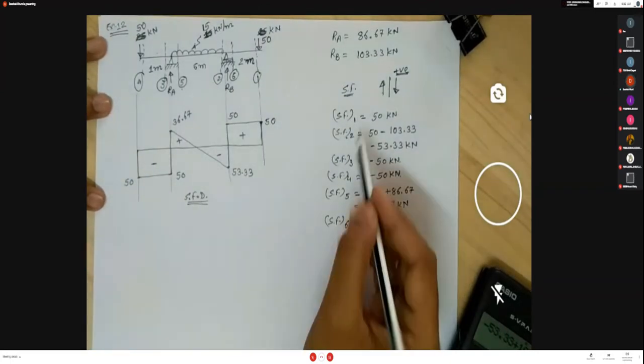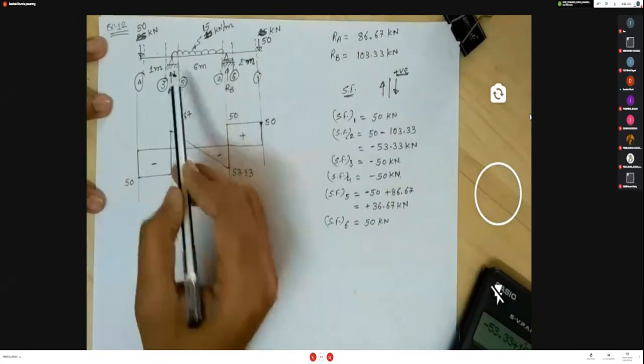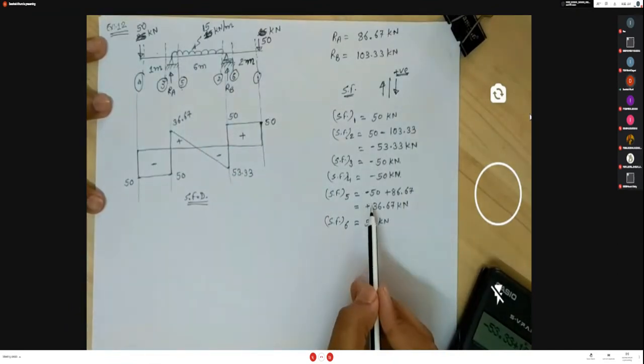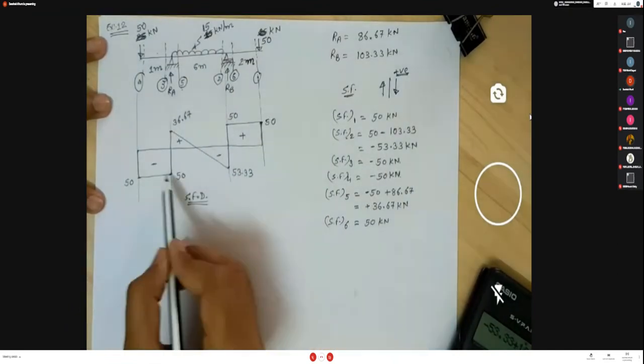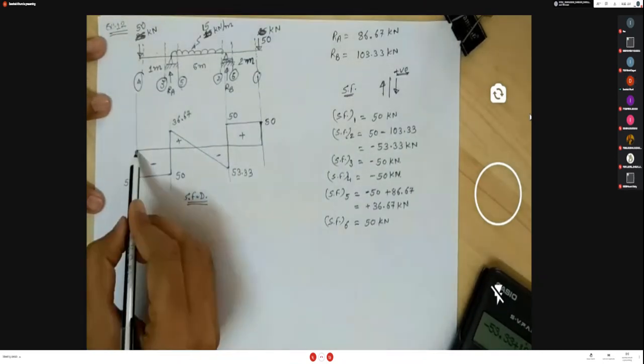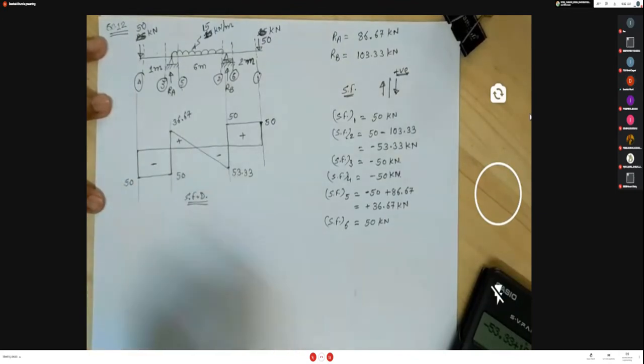So during the calculations, you need to consider one more section in between 2 points. So you have to consider one more section and calculate the shear force value. According to that value, you have to draw the diagram. So you can easily get the variation in the shear force diagram correct.